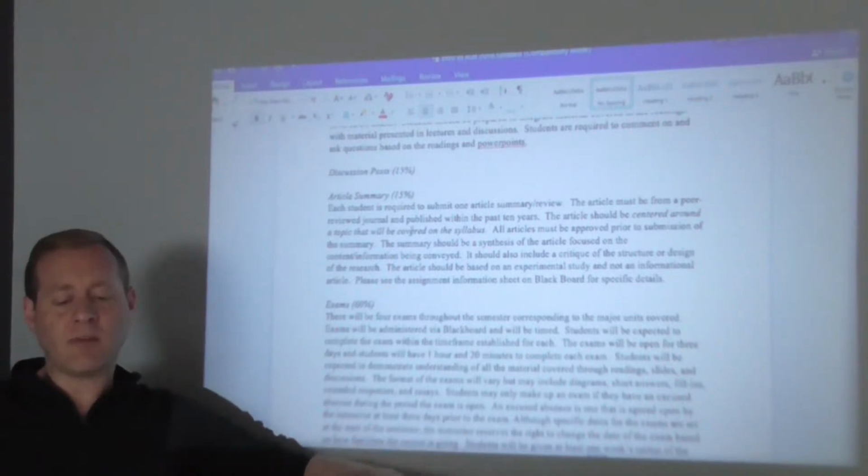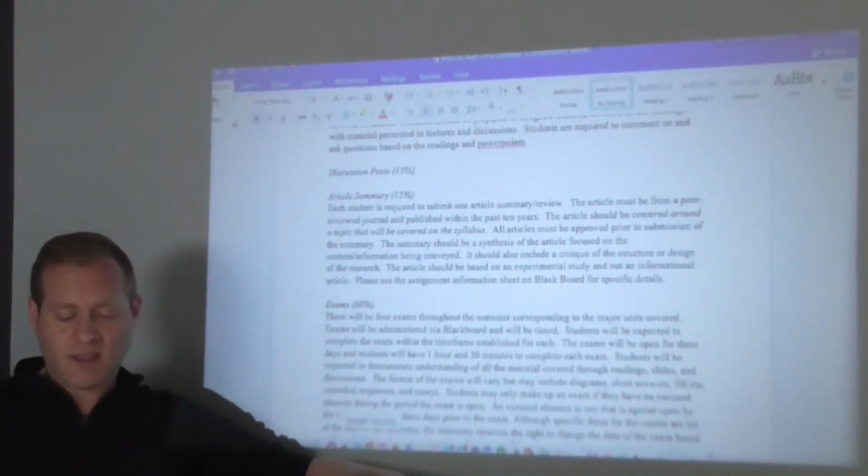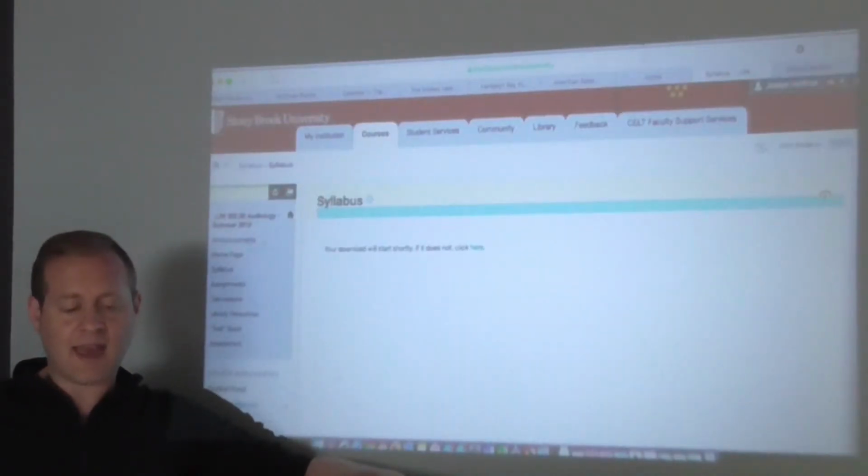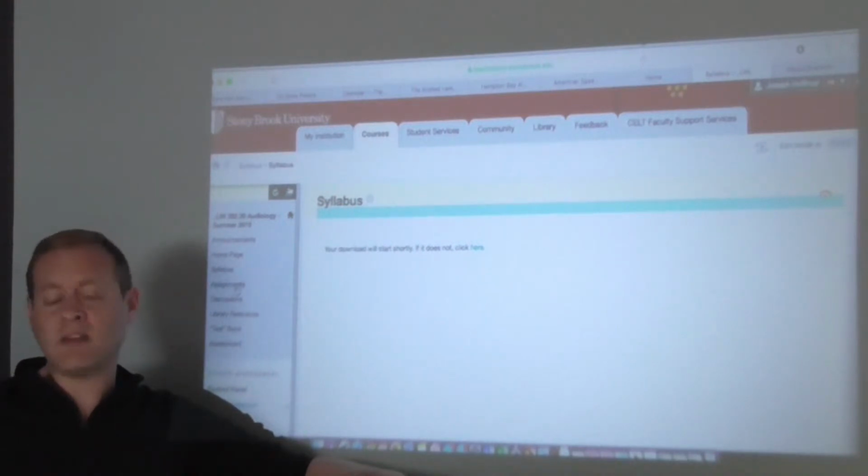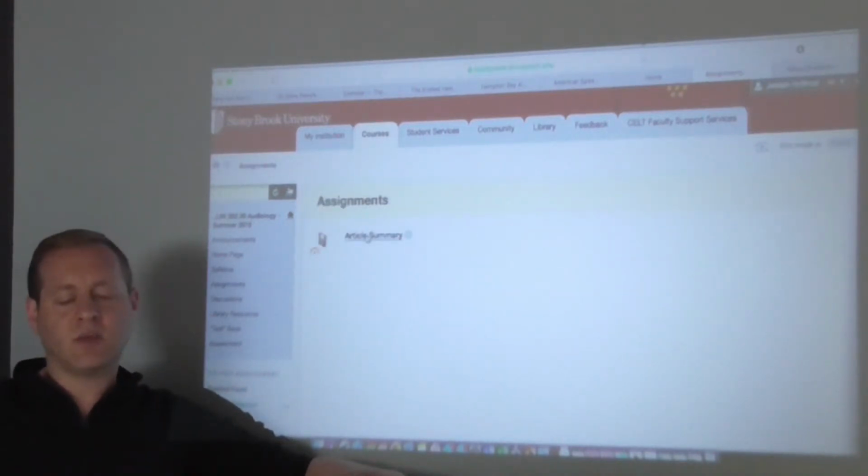Okay, the major assignment for the semester outside of the exams is the article summary. On Blackboard, there is a tab on the left-hand side called Assignments. If you click on that, you will see the article summary pop up.